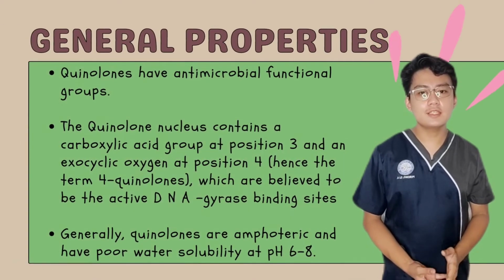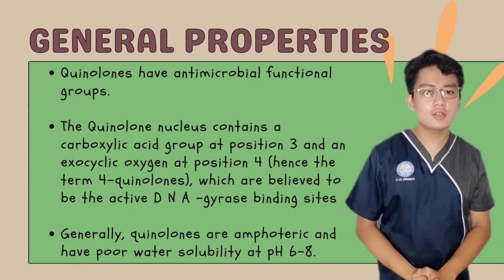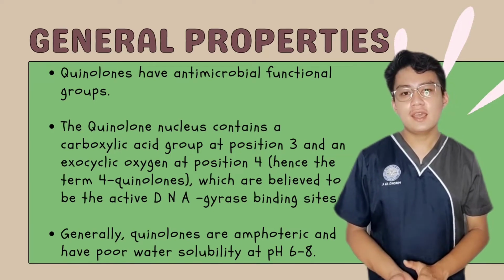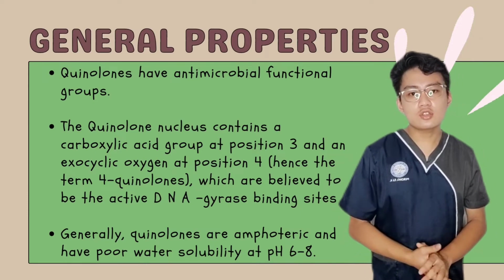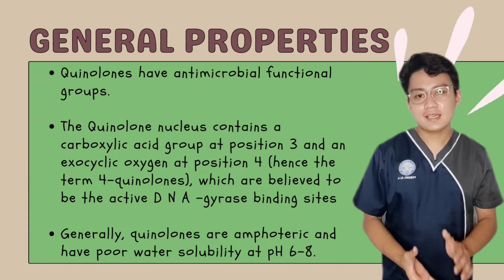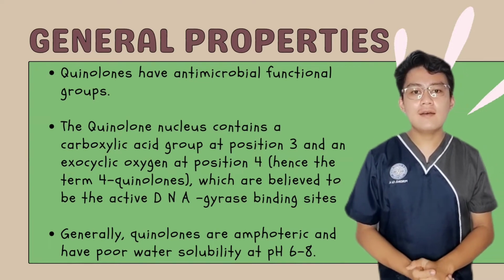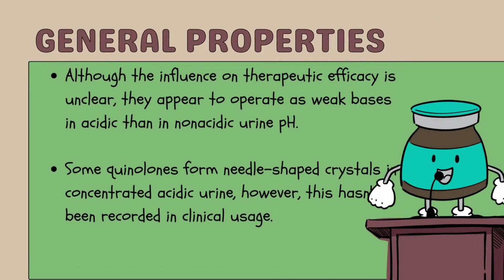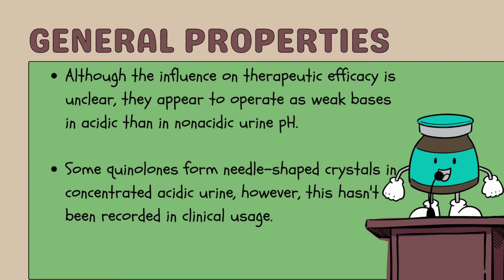For its general properties, quinolones have antimicrobial functional groups. The quinolone nucleus has a carboxylic acid group at position 3 and an exocyclic oxygen, which is thought to be the DNA gyrase binding site. Generally, quinolones are amphoteric and have poor water solubility at pH 6 to 8. Although the influence on therapeutic efficacy isn't clear, they appear to operate as weak bases, more in acid than non-acidic urine pH. Some quinolones form needle-shaped crystals in concentrated acidic urine. However, it hasn't been recorded in any clinical usage.